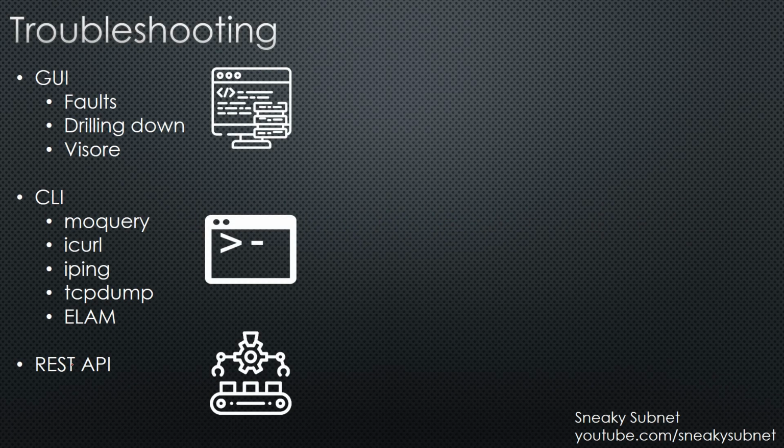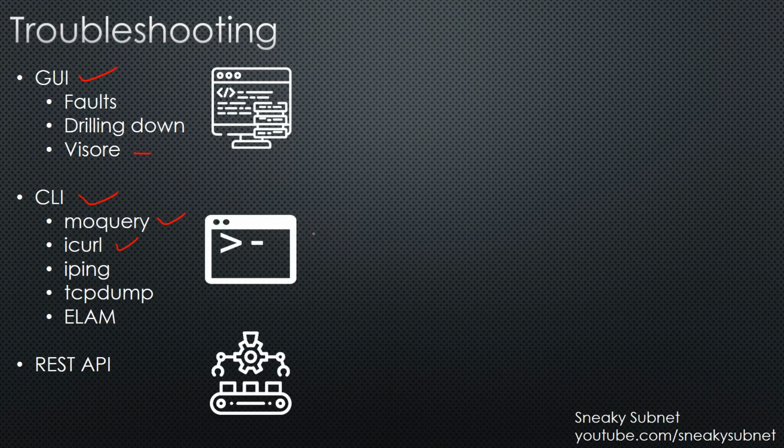There are many tools for troubleshooting. At first you have the graphical user interface. It provides you with a very descriptive faults mechanism which allows you to drill down to the root of your issue. Also it has a tool called Visore, sorry for my pronunciation, which allows you to navigate through the API tree. CLI has lots of show commands at both APIC and switch levels. In addition, it has tools like moquery and curl to leverage the API from a CLI session.